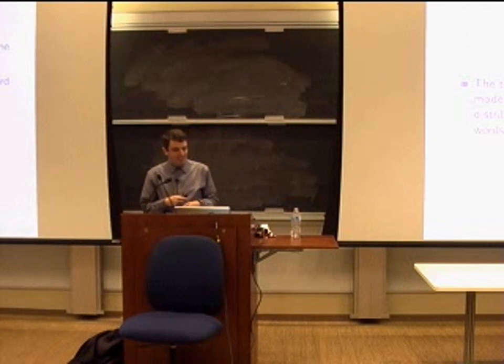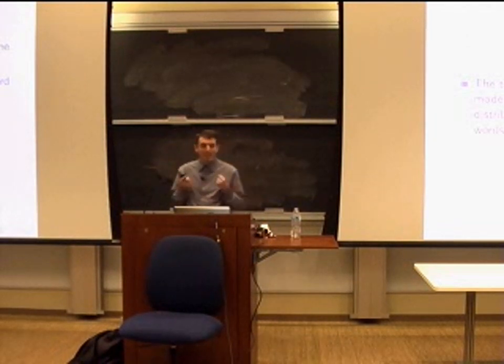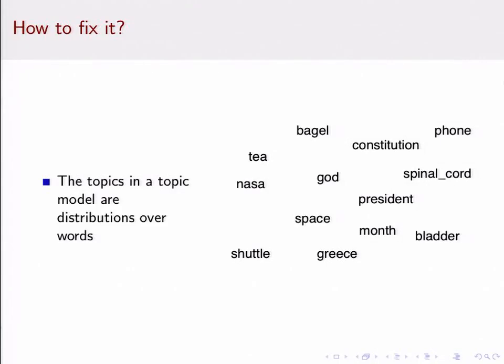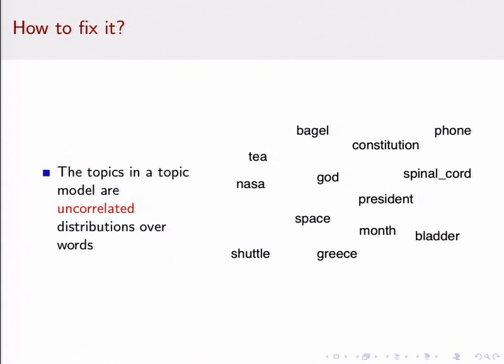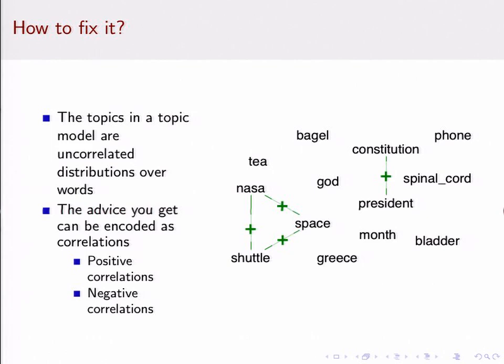Okay. All right. So those are the problems. How do we fix it? Normally in a topic model, a topic is just a distribution over words, and they're uncorrelated. So what we can do is add correlations to this uncorrelated model to fix these problems. The advice that you get can be encoded as correlations: positive correlations among things that should be together, and negative correlations between things that should not be together.